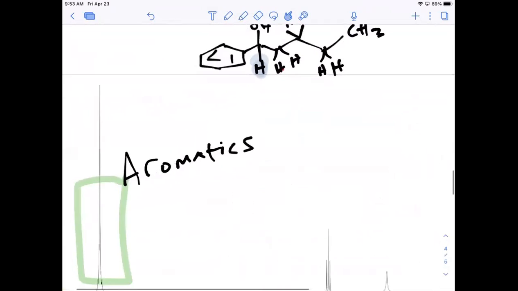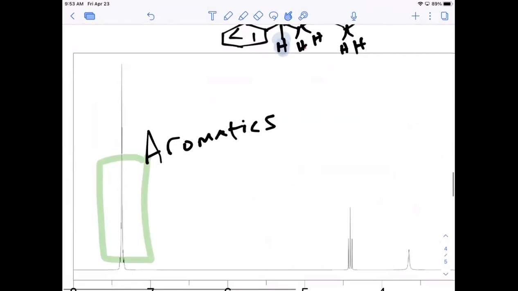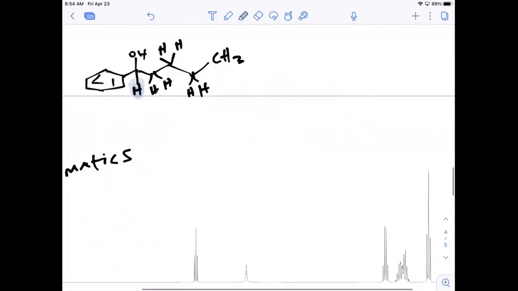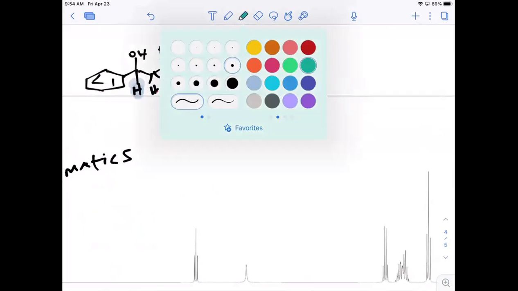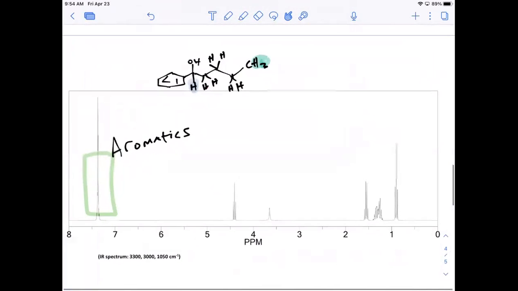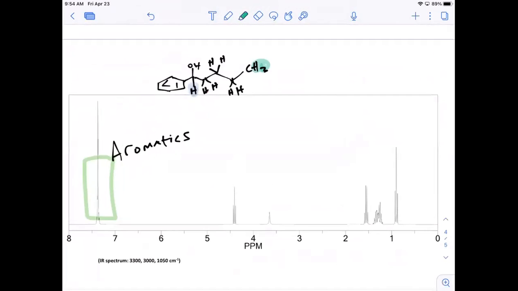And you can see down here, all the aromatics are showing up under one signal. So we're just going to leave that and call it aromatic. All right, so the triplet for that CH3 is going to be upfield, all the way down here. You can see it right here.